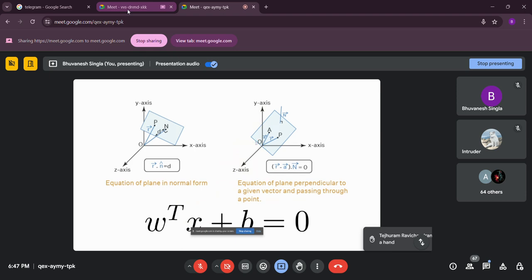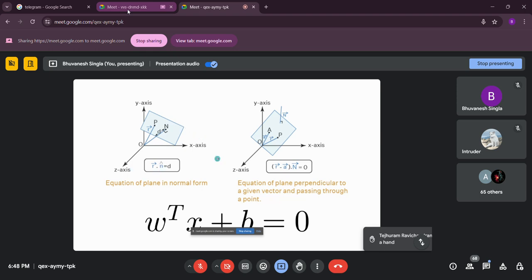Before that, something about the mathematical notation you're seeing over here. If you haven't studied linear algebra, it might be new to you. But I'll give an analogy of how it's similar to something you studied in 11th and 12th.